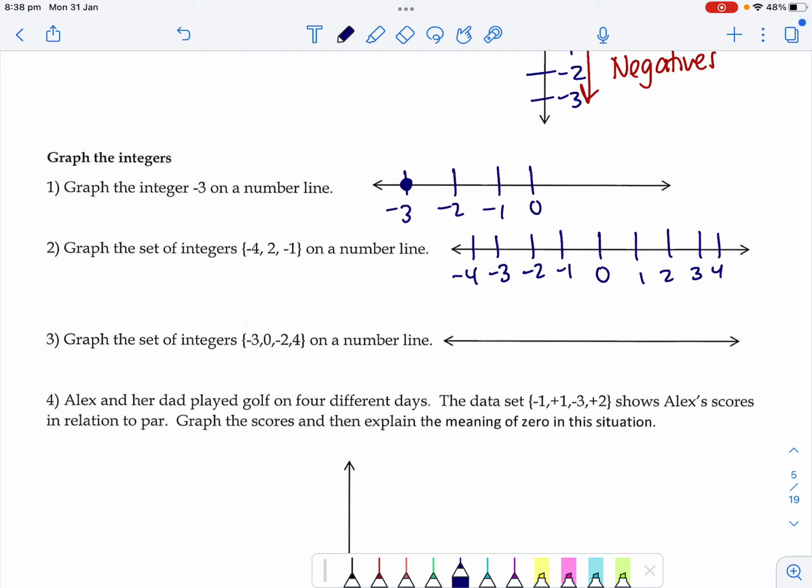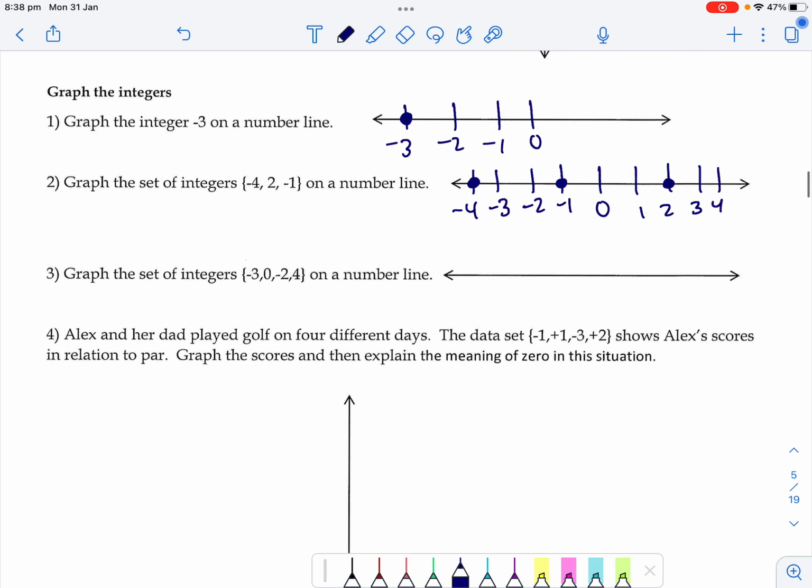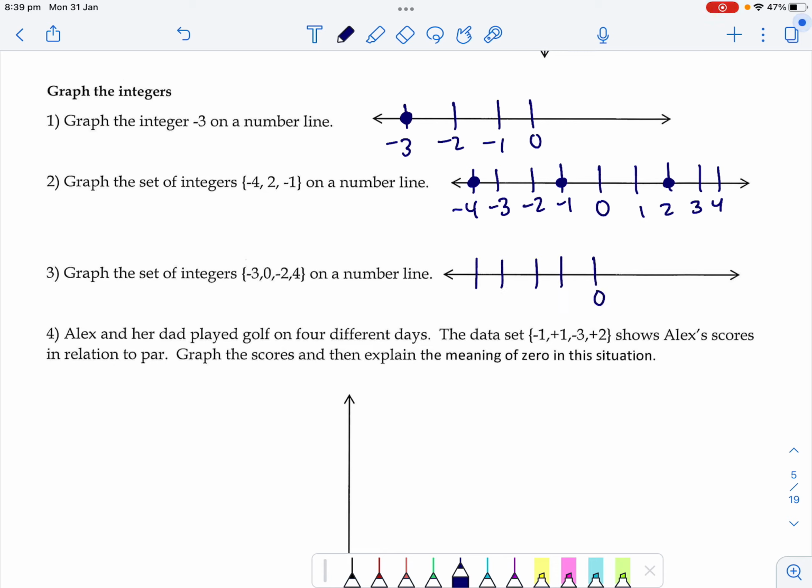I don't have to label every single thing if I don't want to, but these number lines are small enough. So -4, +2, and then -1. Number 3, I'm going to do the same thing. So 1, 2, 3, 4. So -3, 0, -2, and +4.